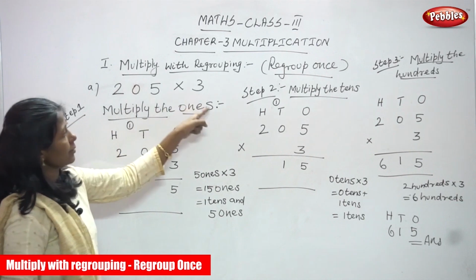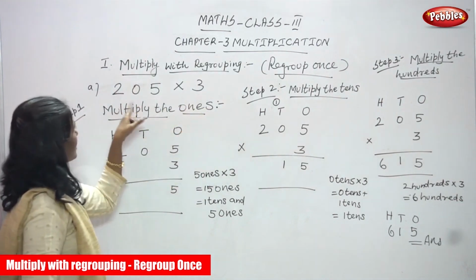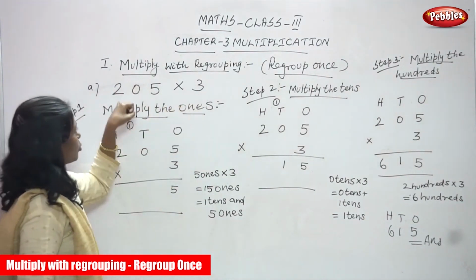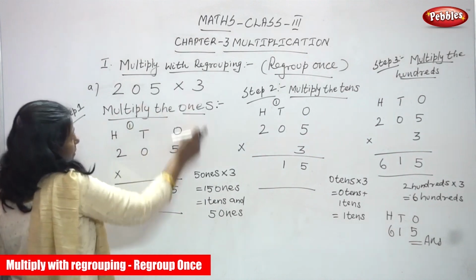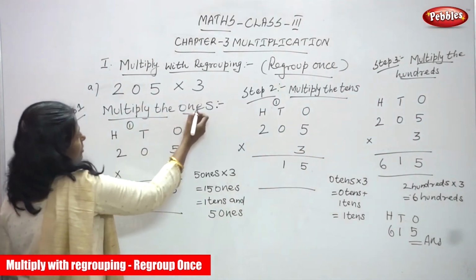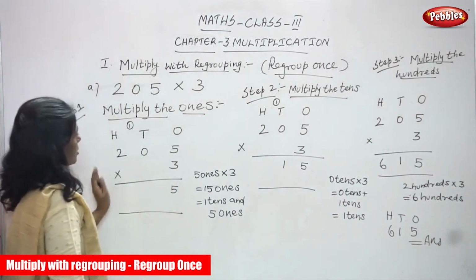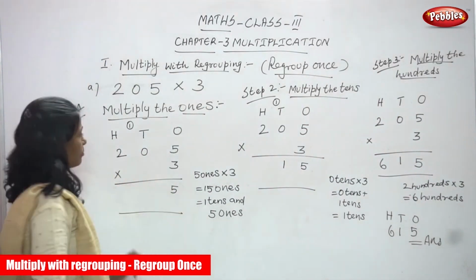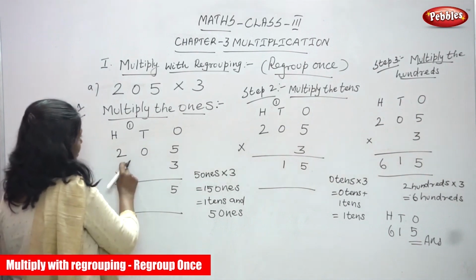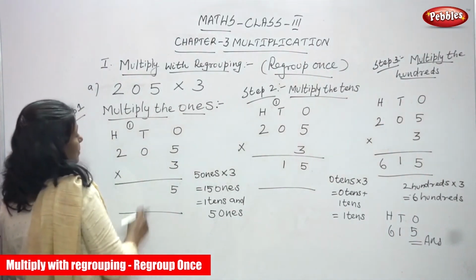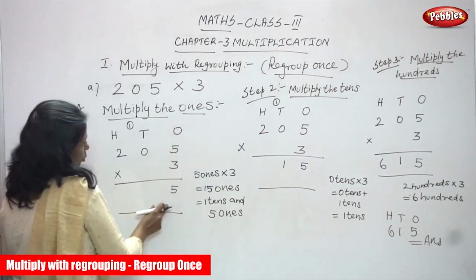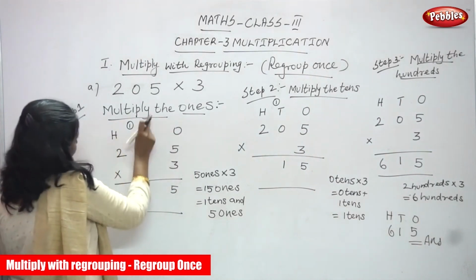First, multiply with regrouping, regroup ones. You have to multiply 205 into 3. The 205 is a 3-digit number multiplied with a single digit number. First you start by multiplying the ones. First you have to write the place value. According to the place value you write the numbers: 205 is 200s, 0 tens and 5 ones, multiplied by 3. That is the heading. Step 1 is multiply the ones.